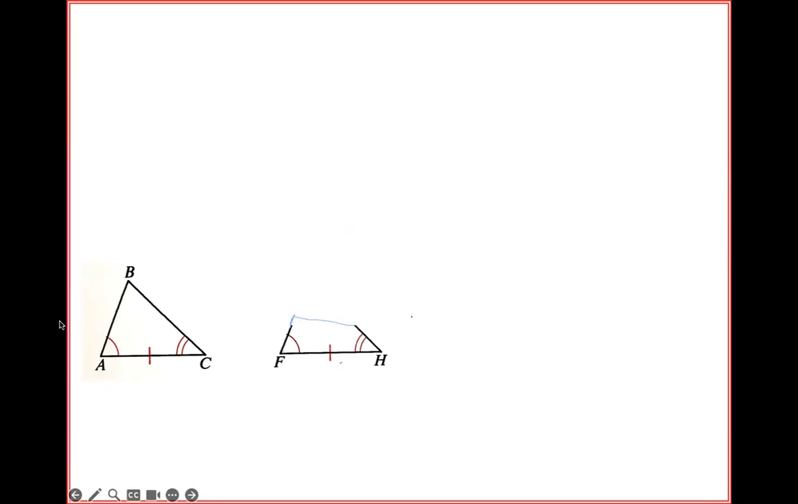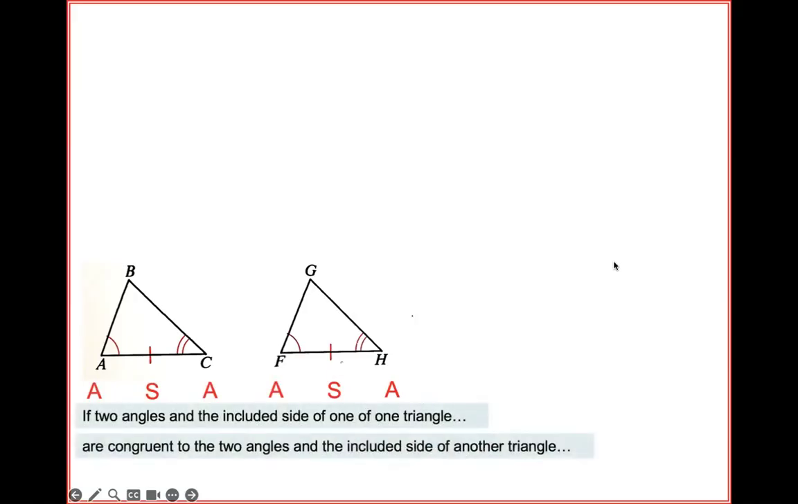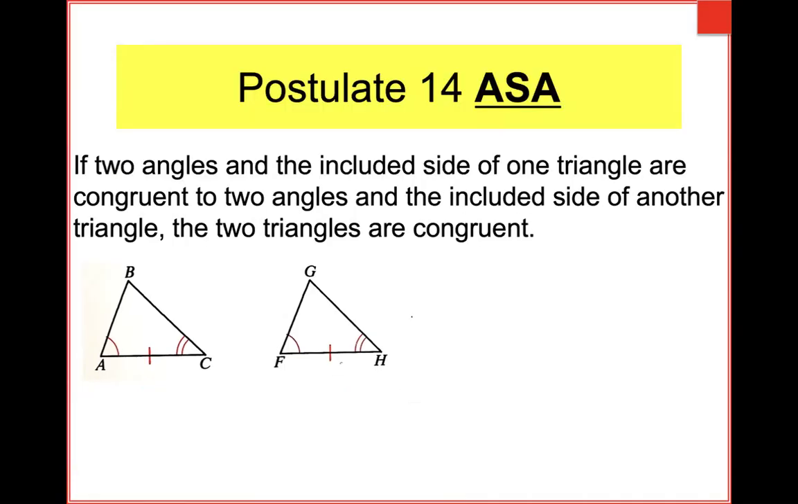So it turns out that if that's the restriction, I've got to keep F the same as A. I've got to keep H the same as C. I've got to keep FH the length of AC. Then the only way to make a triangle out of that is just to extend the sides until they intersect. And if you see that, it literally makes the same angle. So this needs a name. If two angles and the included side are congruent to each other, then the two triangles are congruent. And that's our last postulate of the day. That's ASA.